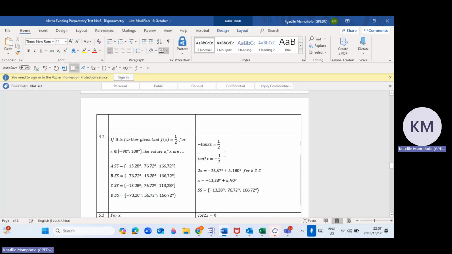I know that those who are doing science will understand this phenomenon of the period. In science, when you talk about waves, the period is the time taken for one complete vibration, cycle or oscillation. In this case, if you look at the tan graph, it breaks between minus 90 and 90, which is a length of 180. That is why the period of tan is 180 degrees. But remember, k is an element of integers. K is not an element of real numbers. It cannot be a decimal, but it can be negative.